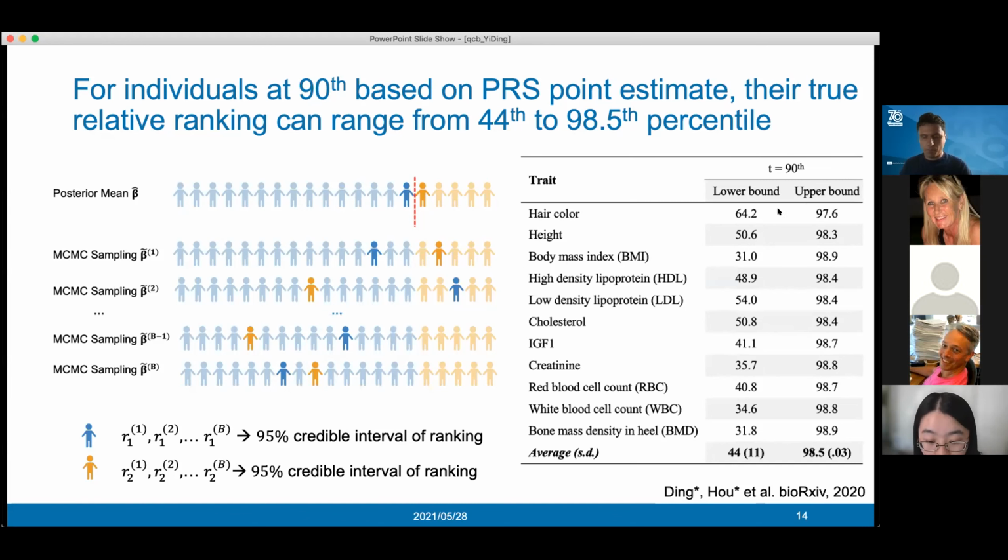Let's take BMI, for example. For individuals at the 90th percentile risk in the whole population, their true genetic risk can range from the 31st percentile to the 98.9th percentile. And if we average across all these traits, overall for individuals at the 90th percentile, the true ranking can range from 44% to 99%. So this means that for individuals classified at the 90th percentile or higher of risk, their true risk can actually be very low. It's even possible they are actually below the population average.